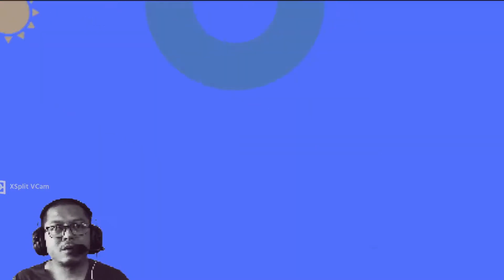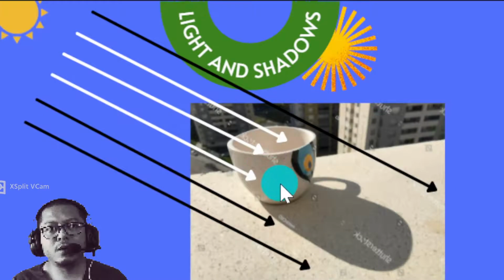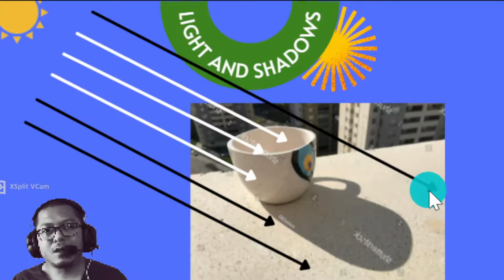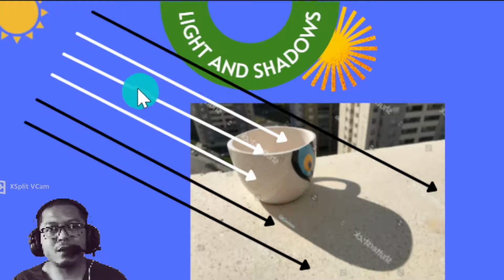The next example would be the cup. In the morning, this is the sun. The rays that did not hit the cup pass through easily like this. They shine and fall onto the ground. But those light rays that hit the cup cannot pass through the cup and a shadow is formed.